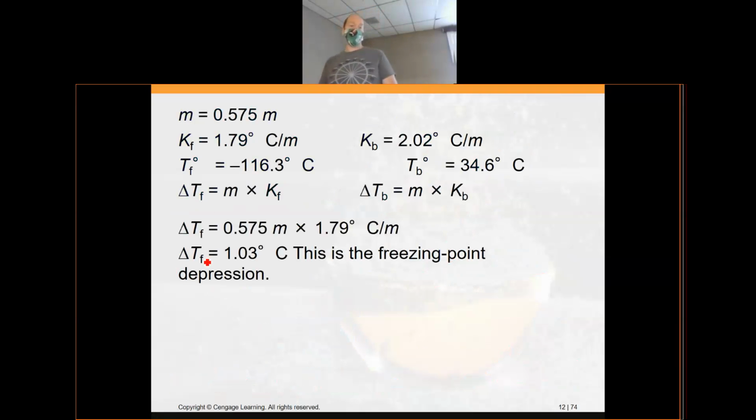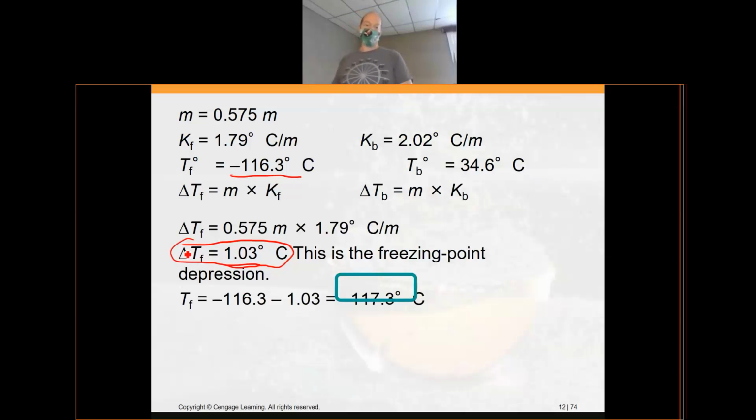All right, and so you have your freezing point depression, 1.03. So if you say that the freezing point is 1.03, you're nowhere close. The freezing point is, it goes down by 1.03, down from the minus 116.3. So now it's minus 117.3. All right, so you have to know that is a freezing point depression. It goes down further, minus 117.3.